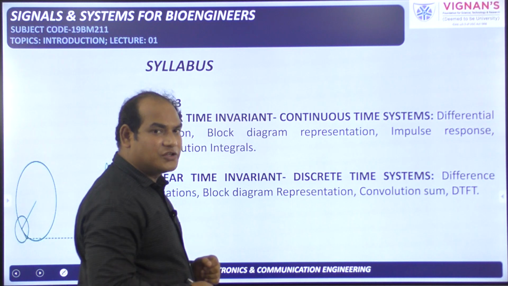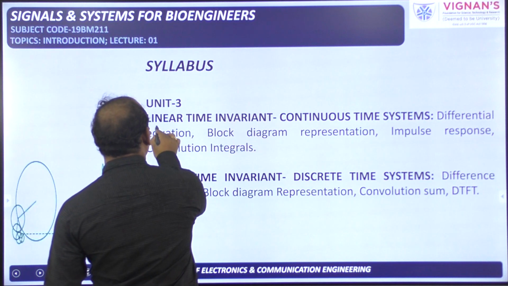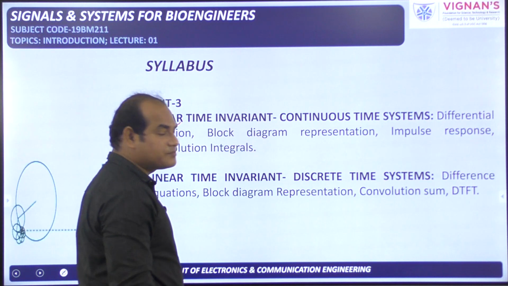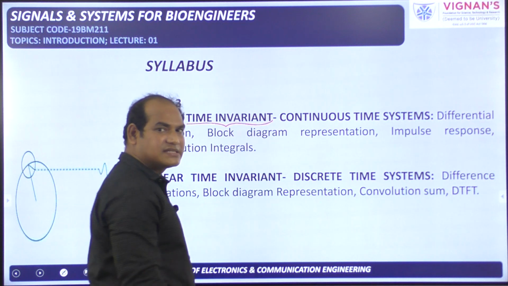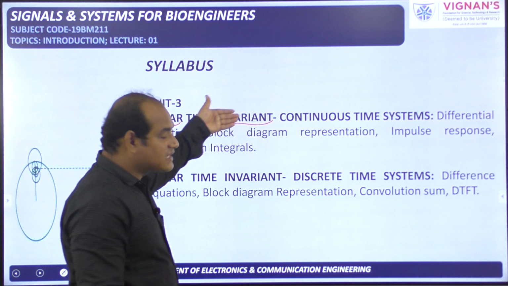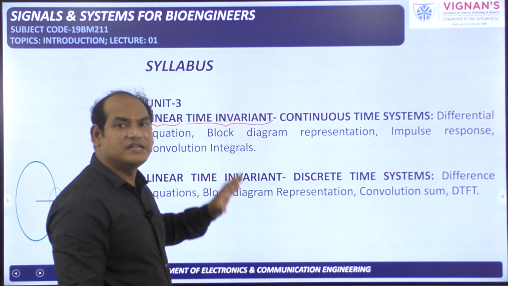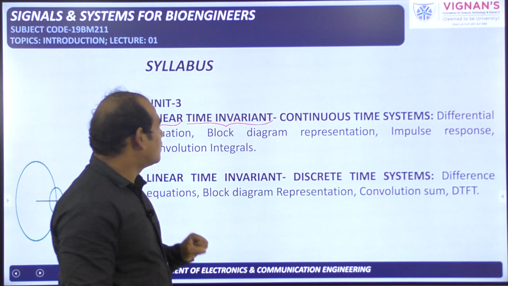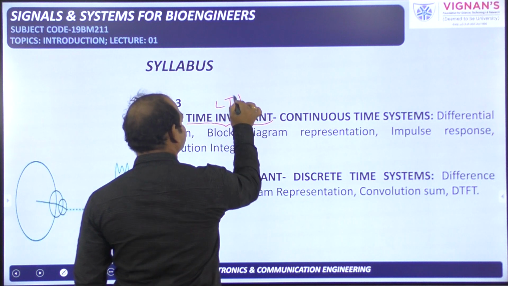And in the third unit, in the first unit itself we will see the linear system and time invariant system. If any system has these two properties, that is called a linear time invariant system, which may be a continuous time system or a discrete time system. These are the things we will discuss in our third unit. Shortly, we can say these are the LTI systems.